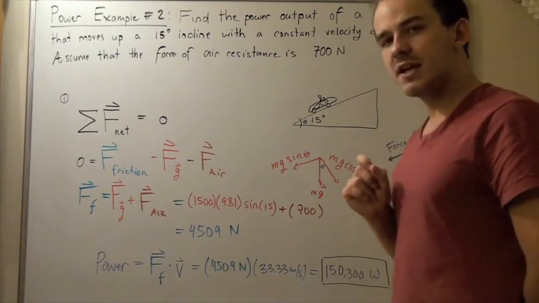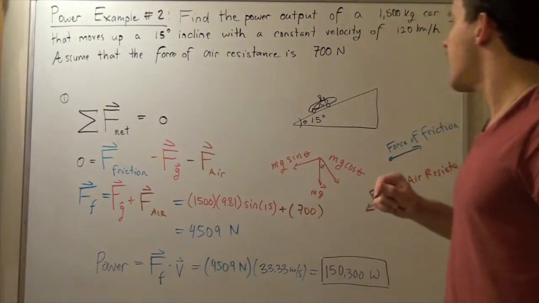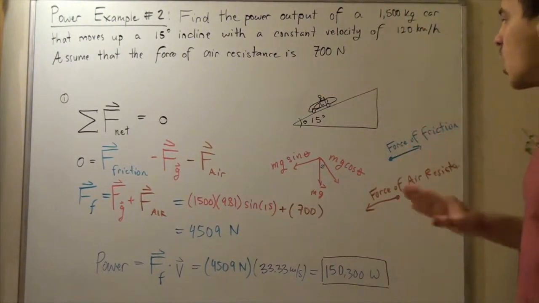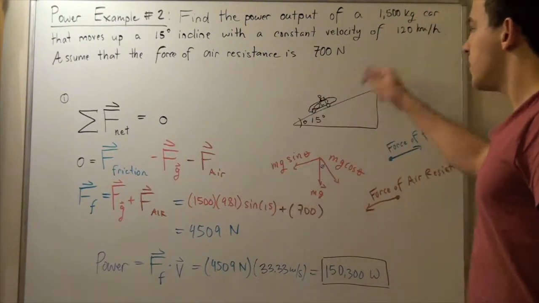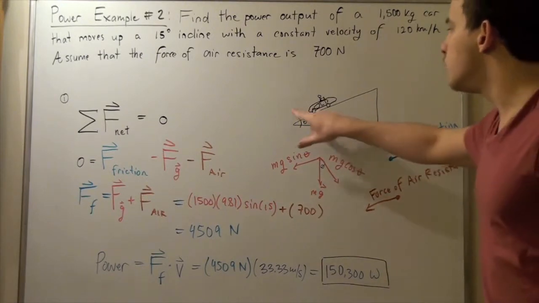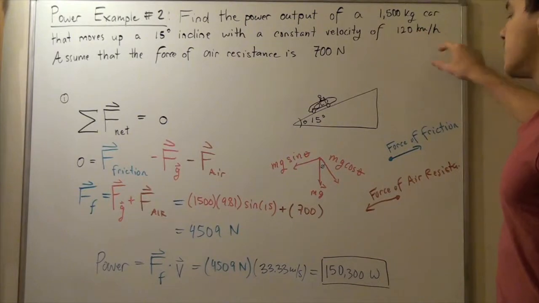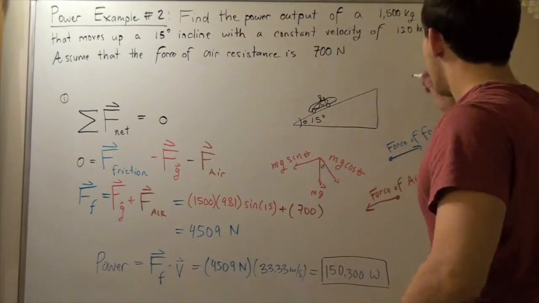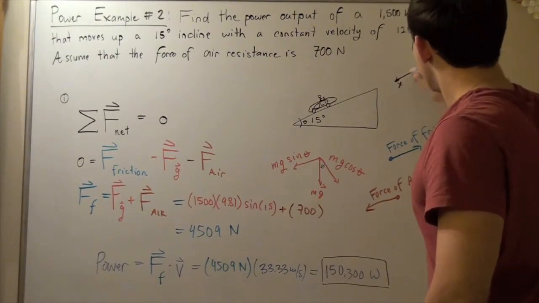Now we're going to make the assumption that the force of air resistance is constant and is given by 700 newtons. So let's look at our diagram. Our car is moving up this inclined plane of 15 degrees to the horizontal, and it's moving at a constant velocity of 120 kilometers an hour. Now we're going to make the assumption that our x-axis is this and our y-axis is this.